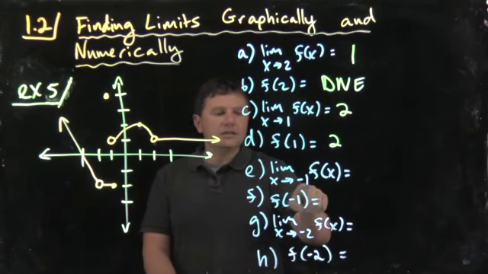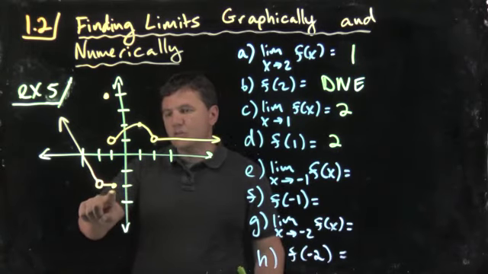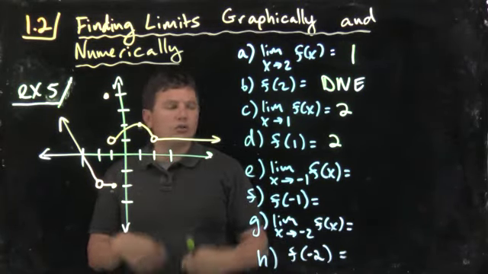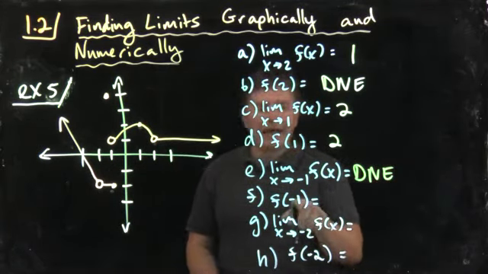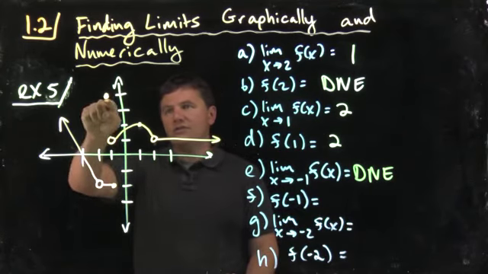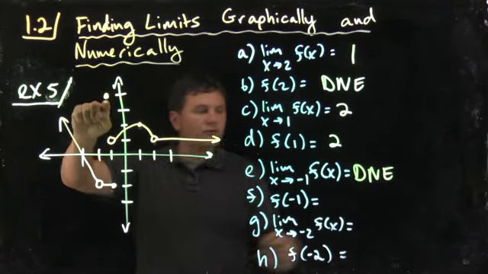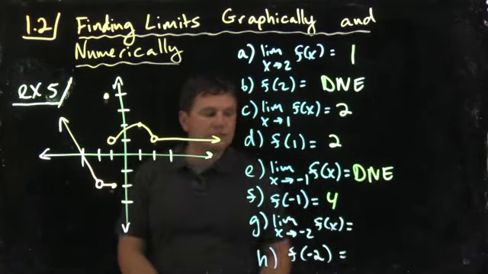Okay, limit as x approaches negative 1. So from the left, we see that this approaches negative 2. From the right, it approaches 1. Those do not agree, so this does not exist. Now, f of negative 1, notice there's a value hanging up here, it actually has a value. So that is 4. The fact it has a value has no bearing on what that limit is.